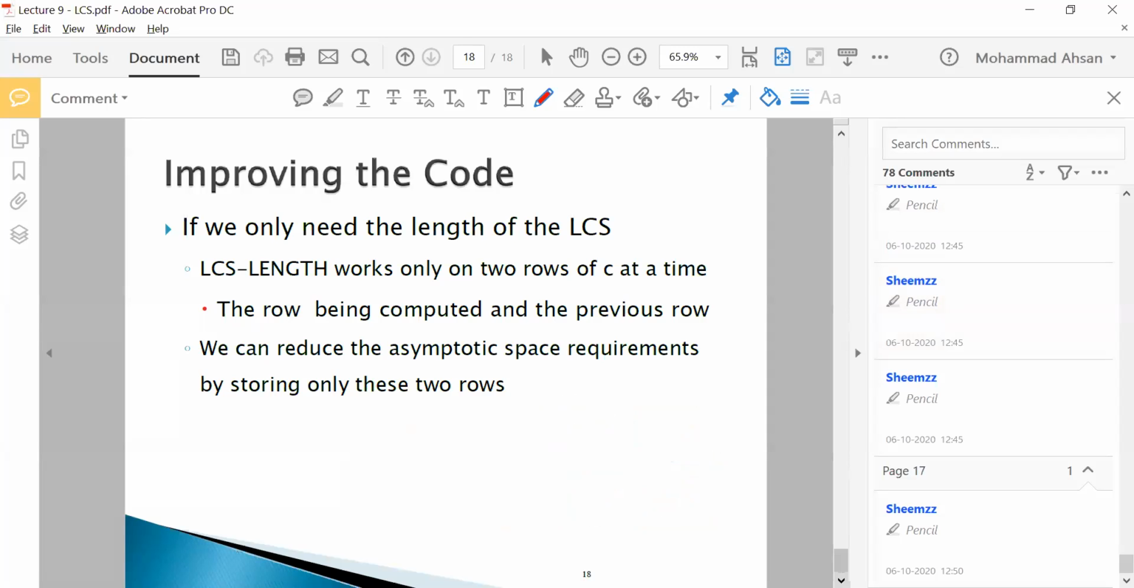But then you have to see how you're storing the actual longest common subsequence, which you can print at the end. Again, it depends on the requirement, so you can improve the code based on what is actually needed.